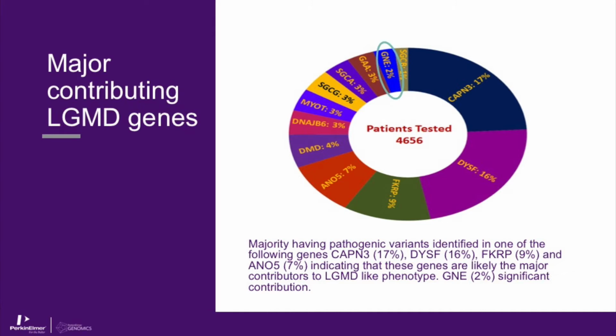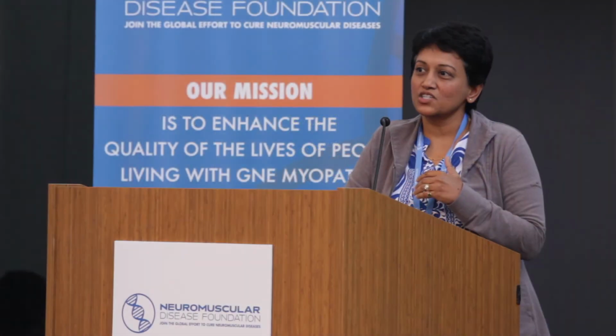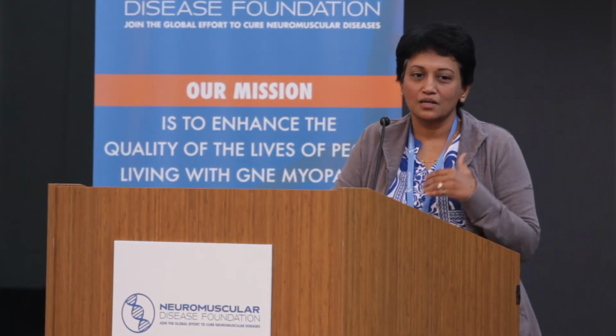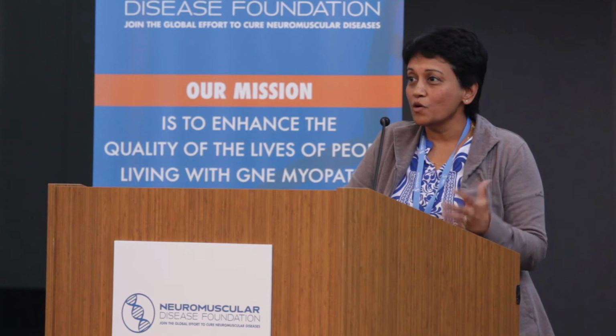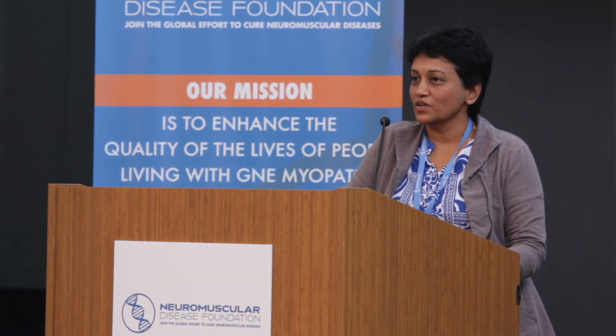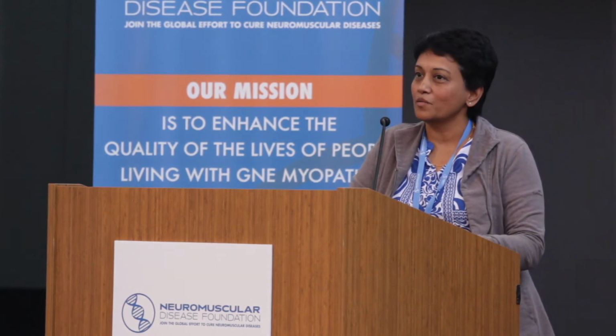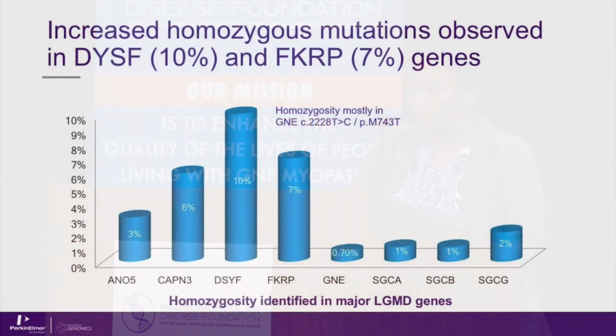You see dysperlin and calpain-3, that was an expected result. ANO5 really threw us off as well. This is a fairly newly described gene, but we did find a lot of patients with ANO5 mutations as well. So let's look at some of the other genes and what our data showed us. We found a lot of homozygous mutations for dysperlin and FKRP. There are some common mutations, so that was not a big surprise.